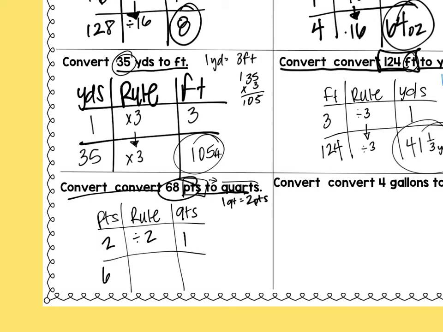And I want to go from 68 pints to quarts. So if I divided it on the top, I need to divide it on the bottom. And 68 divided by 2 is 34 quarts. So there are 34 quarts in 68 pints.